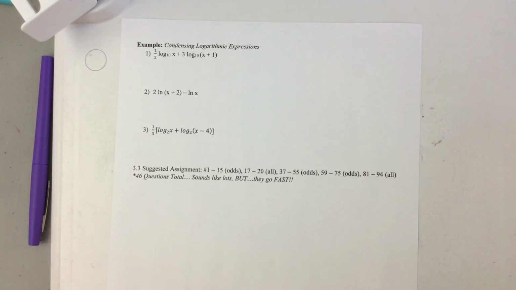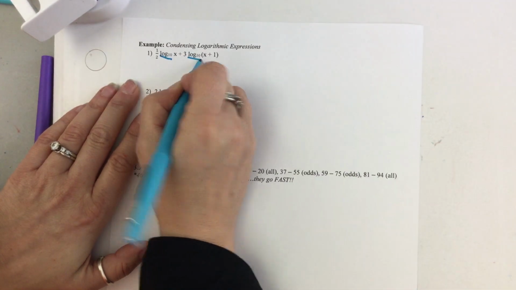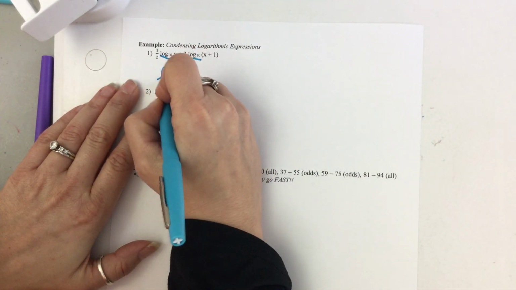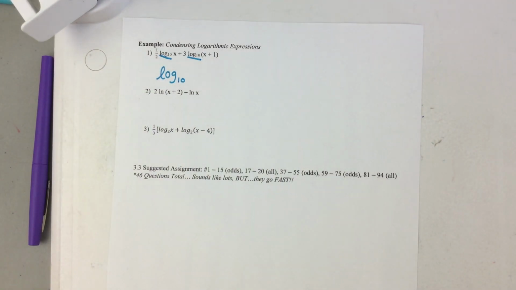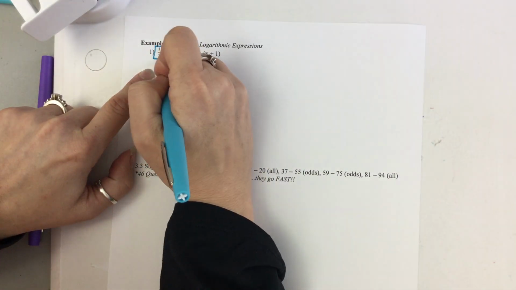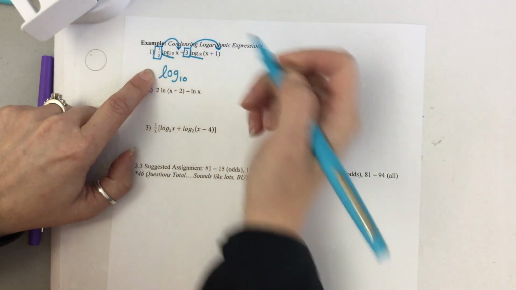So now we are going to condense. If you are condensing, that means at the end, your problem can only have one log. This is a log with a base of 10. This is a log with a base of 10. So my final answer, I can only have one log with a base of 10. If you have a number out front, this is really an exponent. This is also really an exponent.